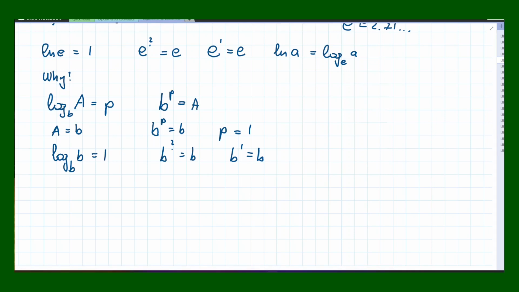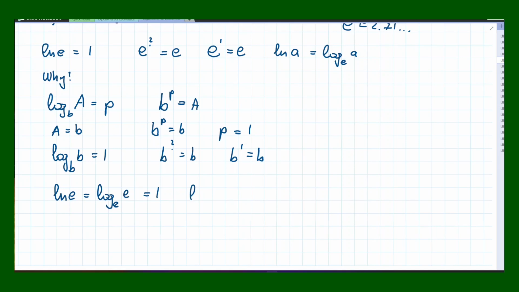And again, there's a special case in here. Remember that ln of e is basically log base e of e. So here the base of the log and the argument are the same. So again, it's going to have to be equal to 1.